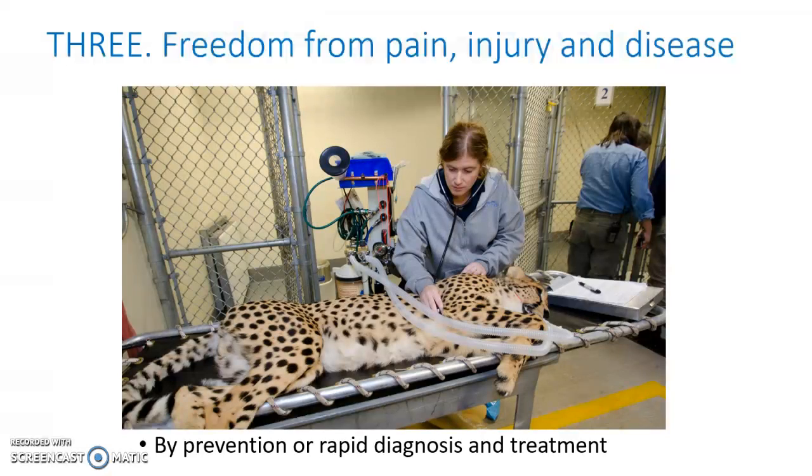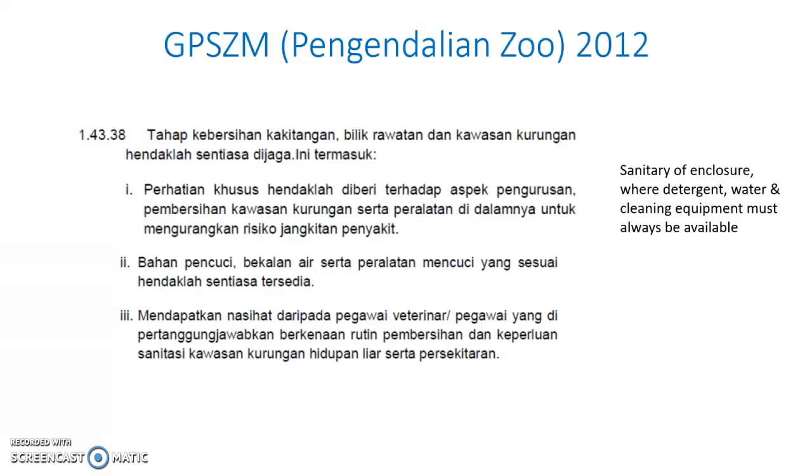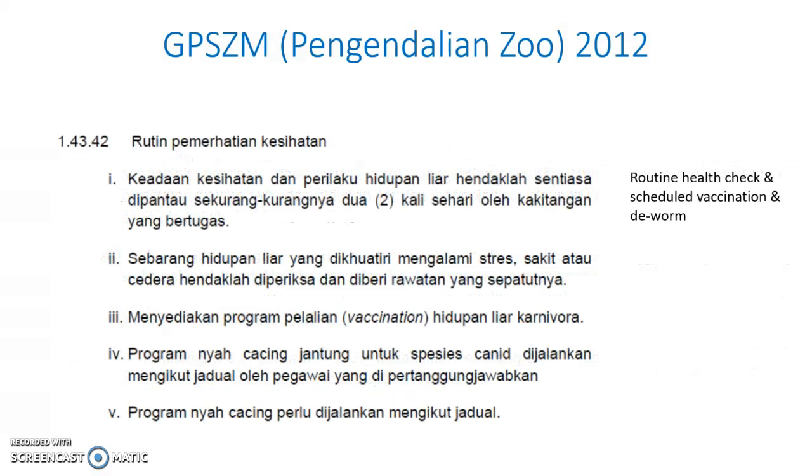So the third freedom is freedom from pain, injury, and disease by prevention or rapid diagnosis and treatment. So it states that the animal should have enough roaming space to avoid domination of individual which may cause harm to others, and maintenance of enclosure to identify any damage which may inflict injury or disease, chemical or paint used in water source. Sanitary of enclosure with detergent, water and cleaning equipment must always be available. Maintenance and risk posed by fallen branches of trees. Minimum distance or barrier between animal and human must be able to prevent disease transfer. Activities which may cause injury to animal is a big no.